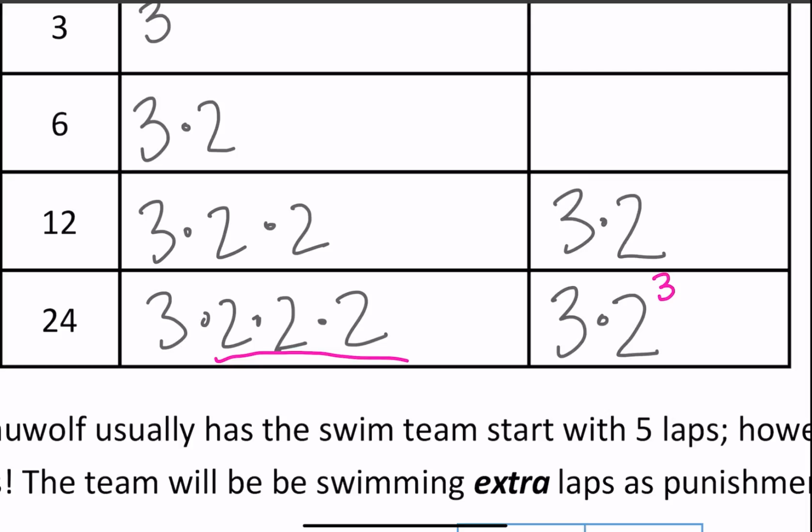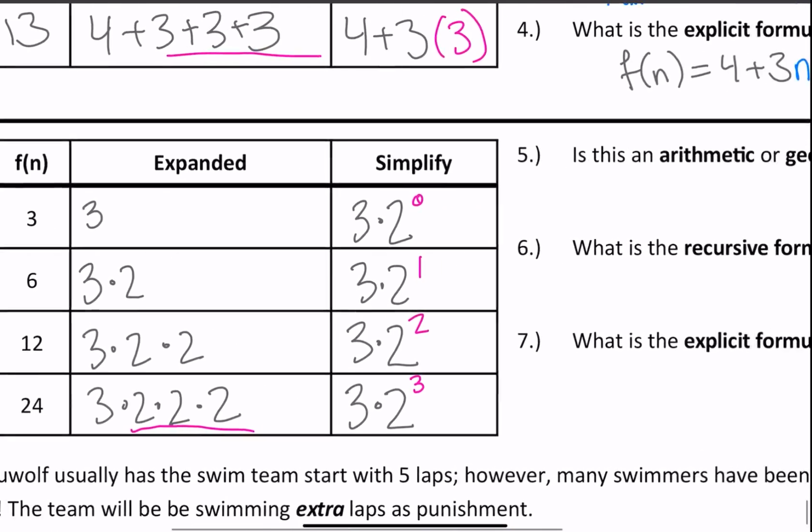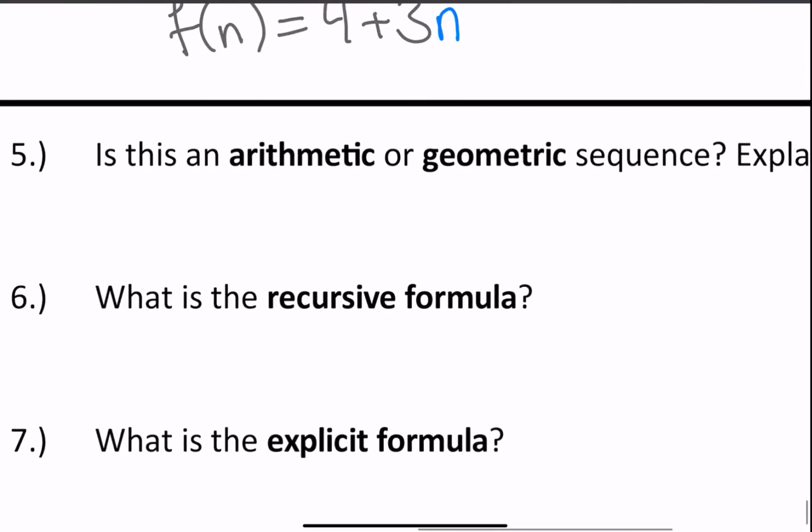Multiplication, you'll end up having exponents, okay? And here's the rest of the simplified filled out, right? That pink number that I'm writing represents how many times we multiplied by 2 in our expanded form. Make sure your exponent looks like an exponent. If it doesn't, then I will mark it wrong on your final. All right, this is a geometric, right? Because we are multiplying by 2.